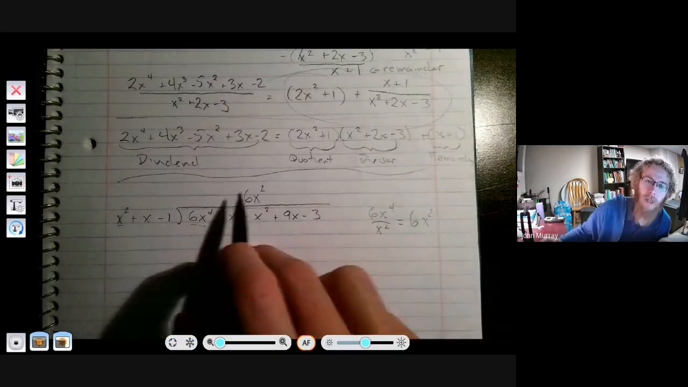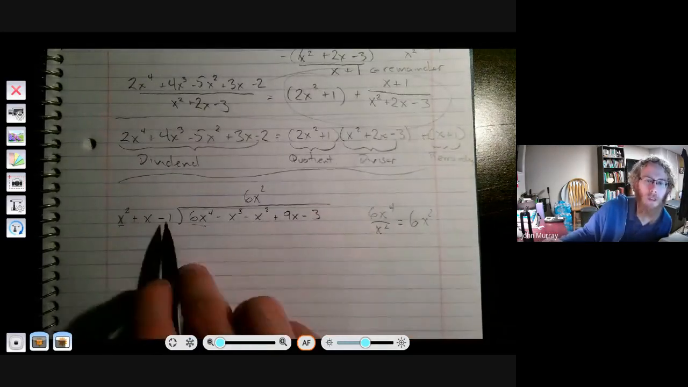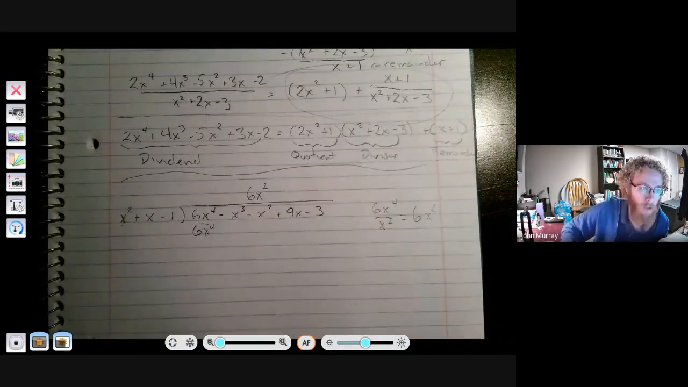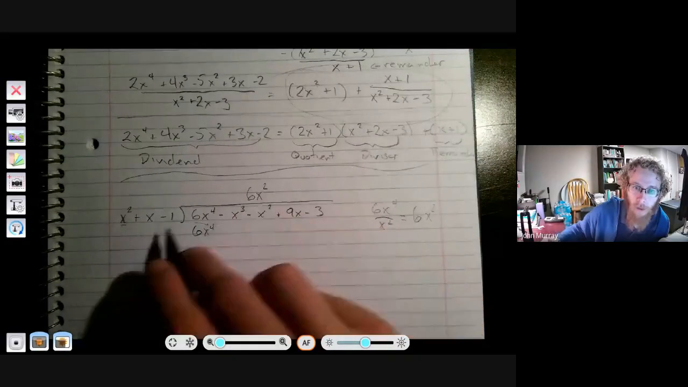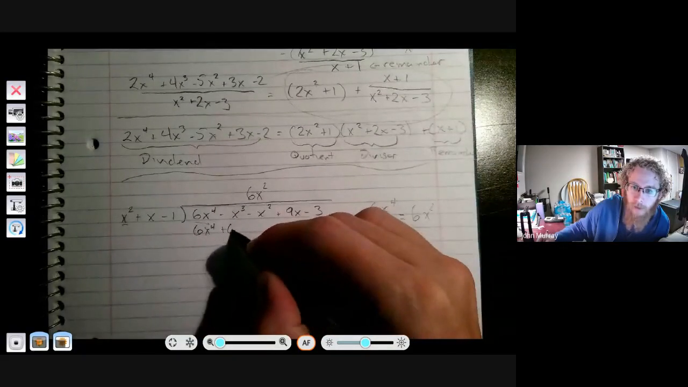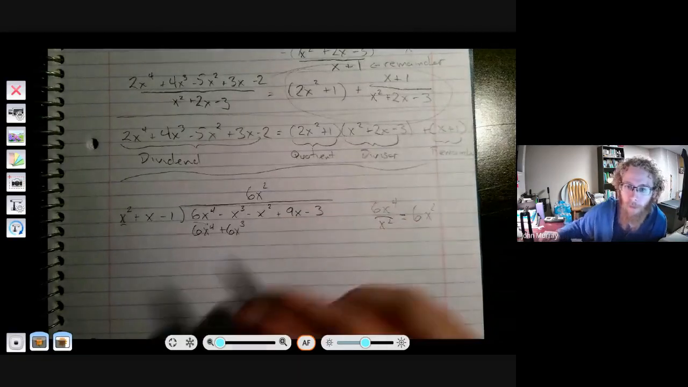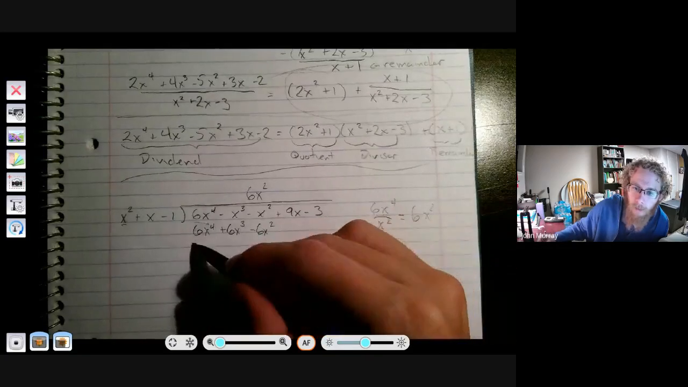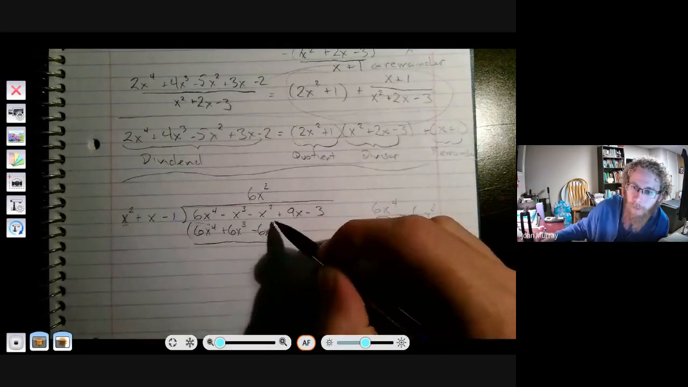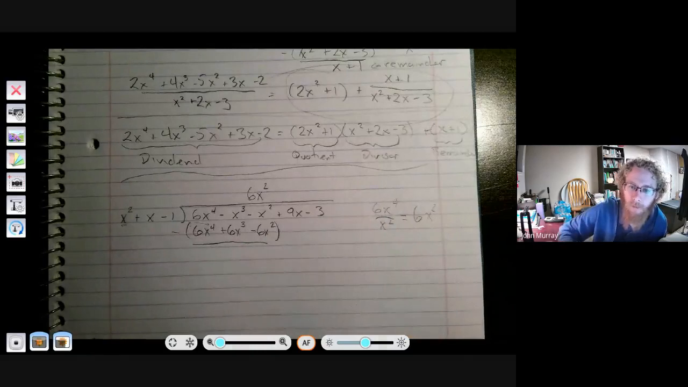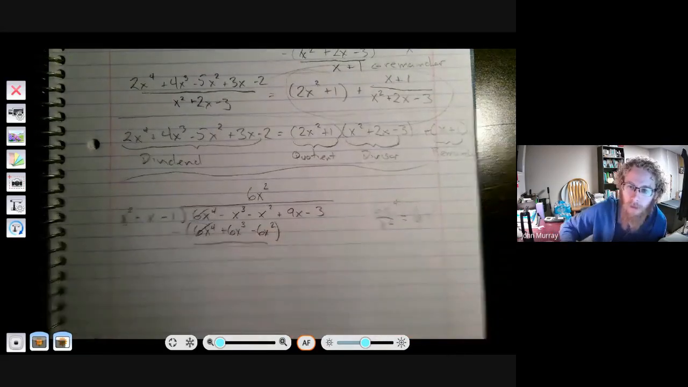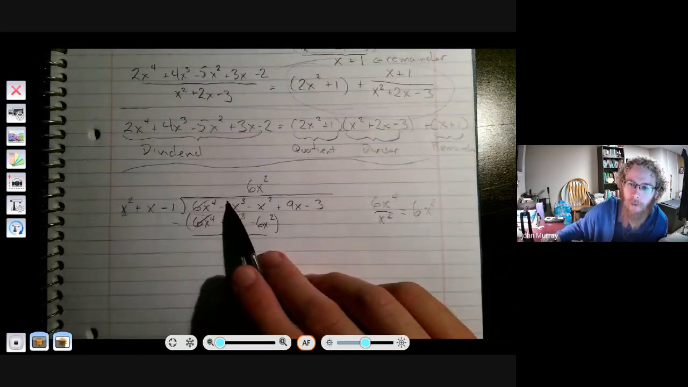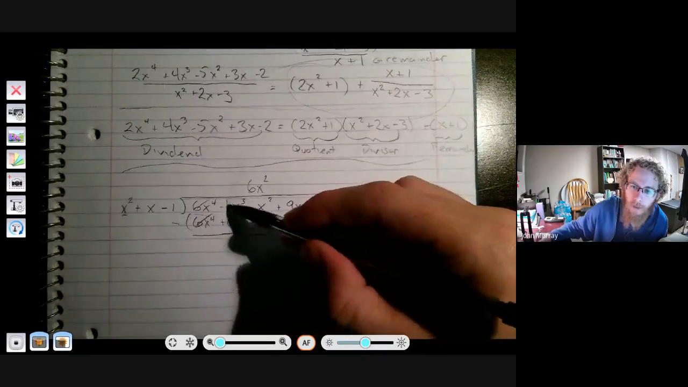Distributing the 6x squared, make sure it goes to all 3 of your terms. 6x squared times x squared is 6x to the fourth. 6x squared times x is going to be positive 6x cubed. 6x squared times negative 1 is negative 6x squared. We're subtracting. They are eliminated. Be careful here. Negative 1, there's an invisible 1 there.